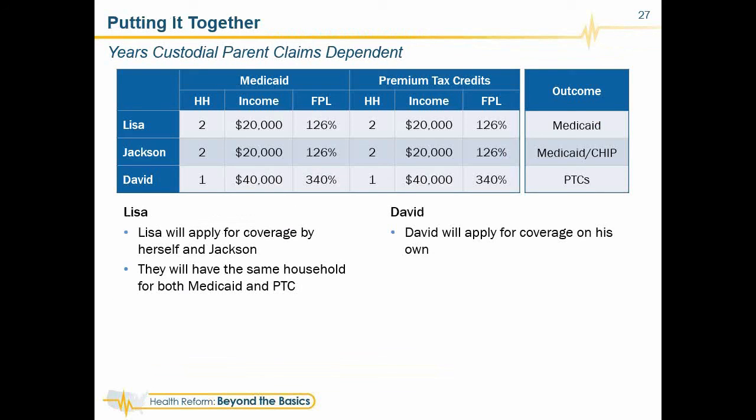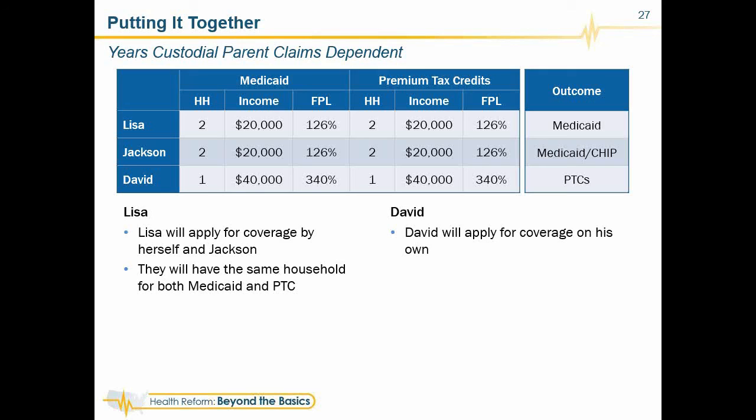So that's easier. If we take all of that information and see what that looks like in FPL terms, here's what we get. In the years that Lisa is claiming her son, for Medicaid purposes, she's a household of 2, and that's going to put them both at 126% FPL. So that means that in a state that has expanded Medicaid, Lisa herself should be eligible for Medicaid as well as Jackson being eligible for Medicaid.